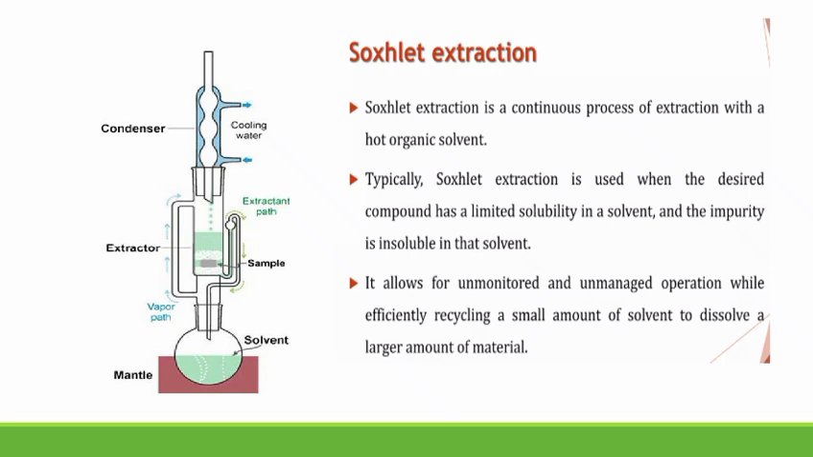We keep the round bottom flask on the mantle, and there we keep the solvent. Next, like in a percolator, there is imbibition, then packing of the drug powders, then the condensation process, and then extraction takes place. These are some of the main parts of the soxhlet apparatus.